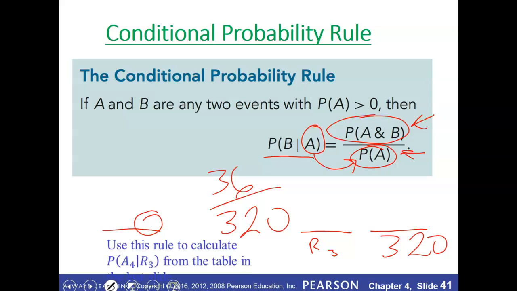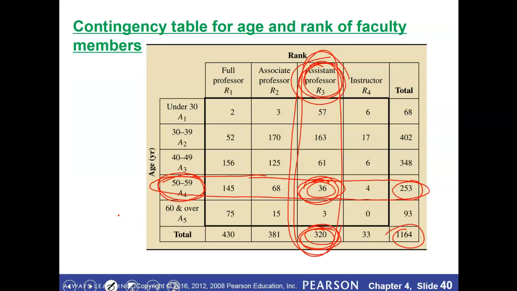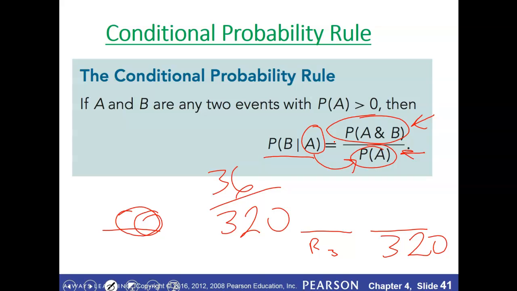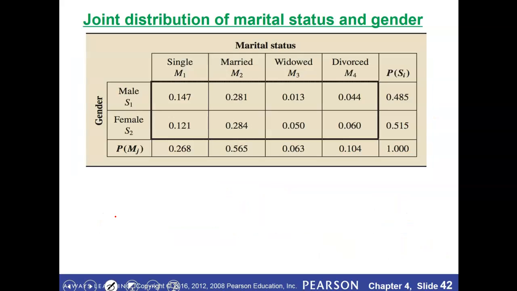And then A4 and R3, well, if I go back, A4 and R3 is the 36 because it's in both. It's the joint probability that is in both of them. And so that would mean that we would have the 36 in the numerator. So this is what this question could look like, the same question as number 2 in the previous slide.